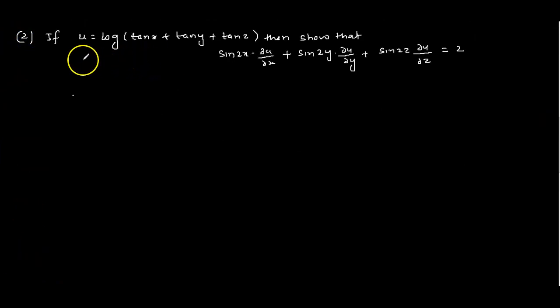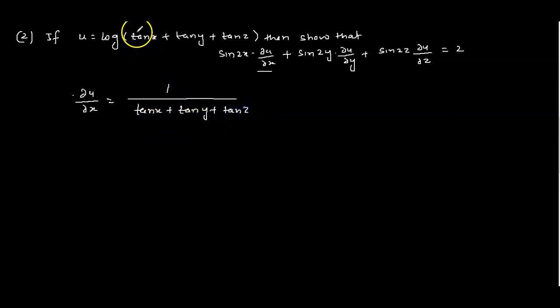So for these questions, first we'll differentiate with respect to x. We have to show this one. So del u by del x: u is equal to log of tan of x plus tan y plus tan of z, as given. We know that log differentiation is 1 by the bracket given here, which is tan of x plus tan of y plus tan of z.